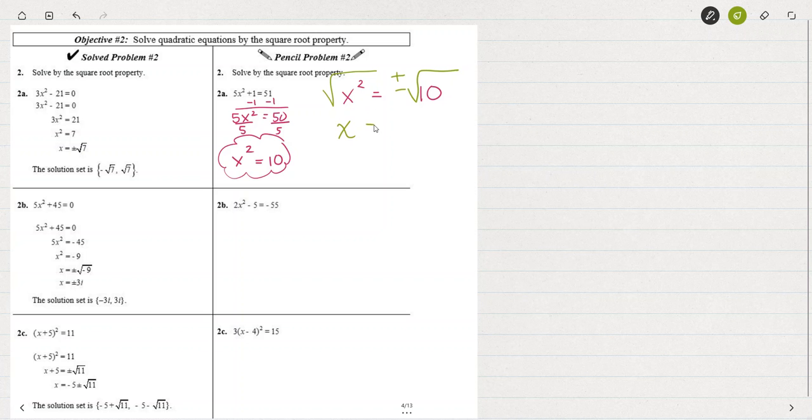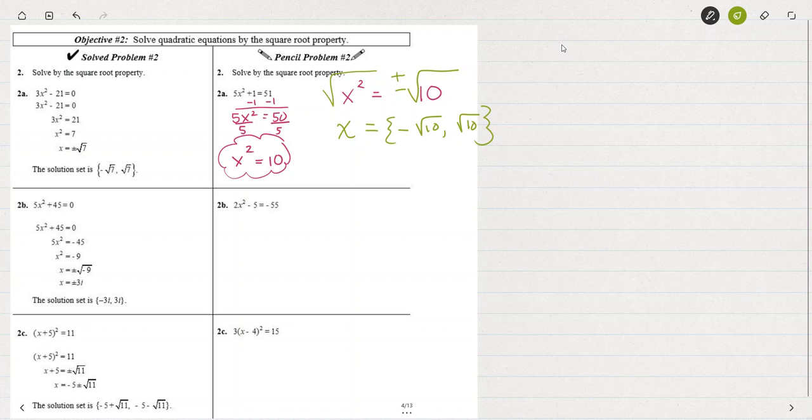So what we'd get is the square root of x squared is x. And the square root of 10, that doesn't simplify. So we would just have the negative square root of 10 and the positive square root of 10. But let's take just a minute to look at why we do that.